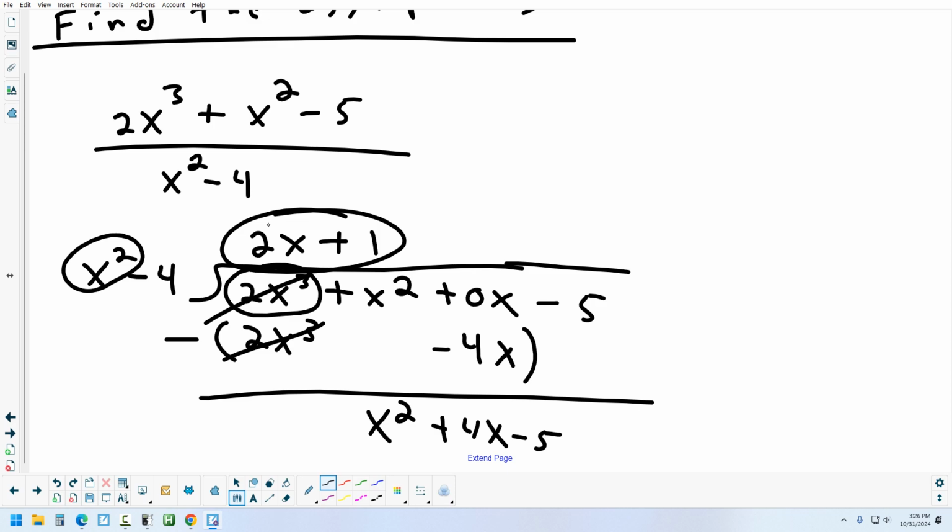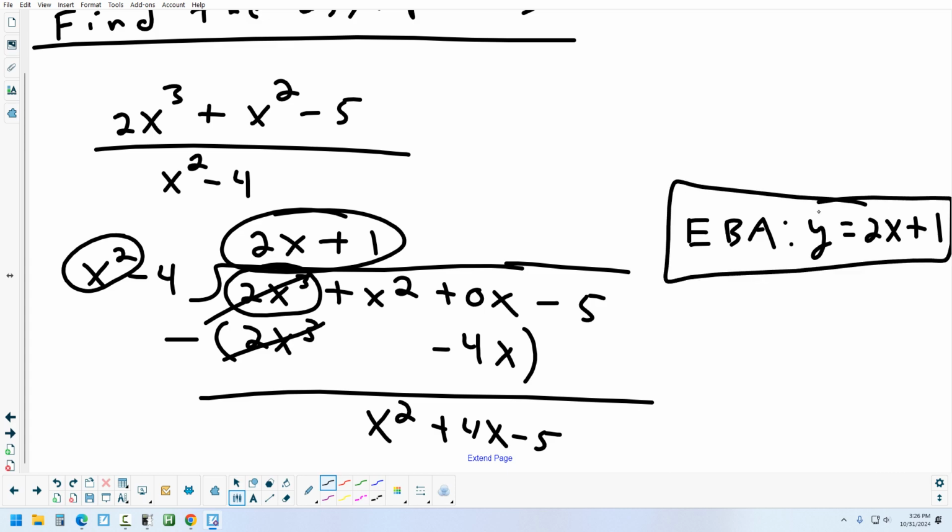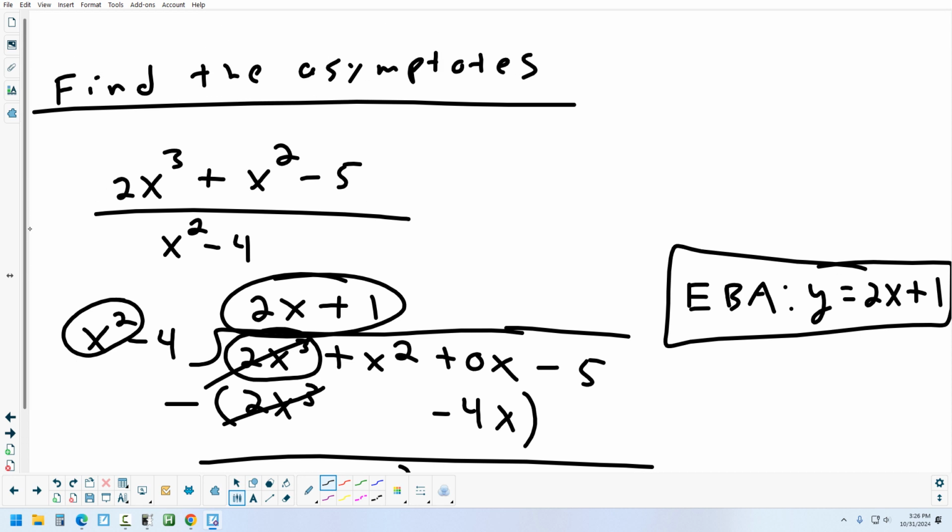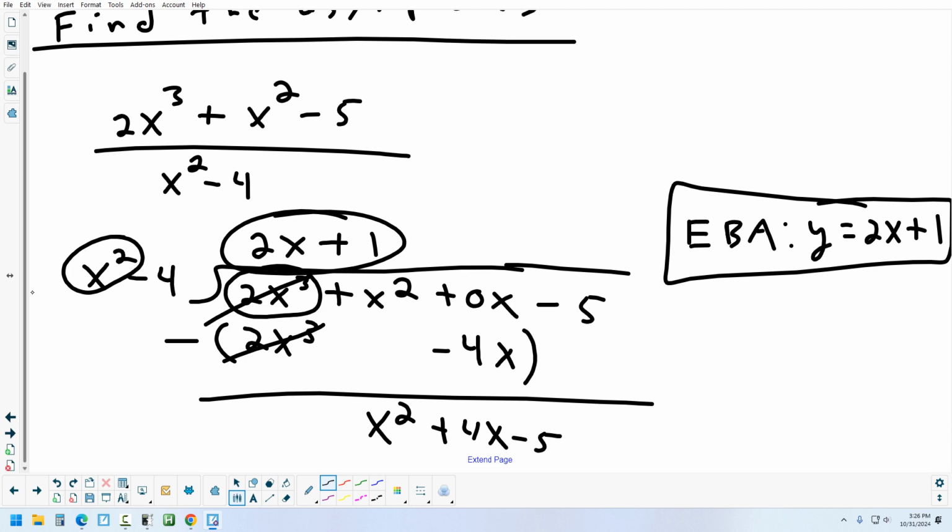When we write an asymptote, it's normally written as an equation. That's not an equation, that's an expression. How would I write my EBA as an equation? Yeah. y equals 2x plus 1. Asymptotes are always equations. Okay, so we've got the EBA. We already ruled out a horizontal asymptote. We're not going to have that. What other kind of asymptote do we need to look for in this problem? Vertical.